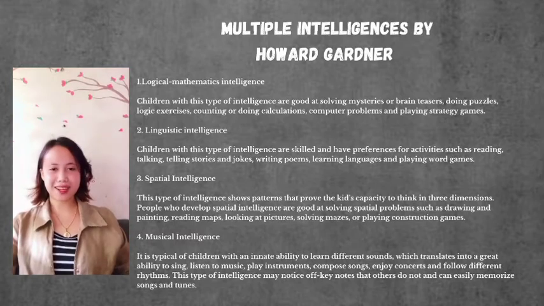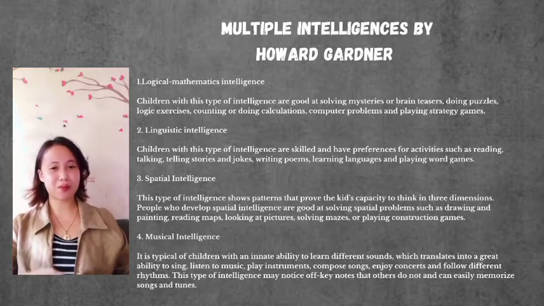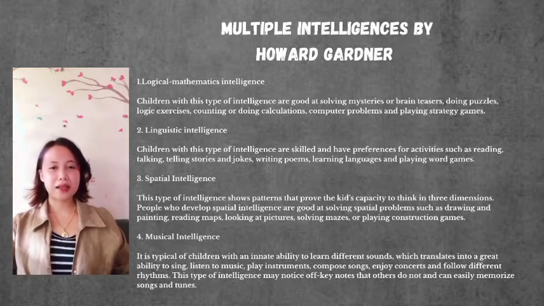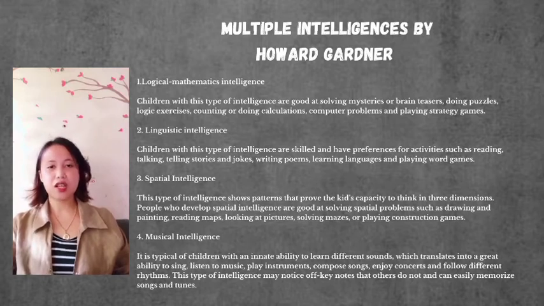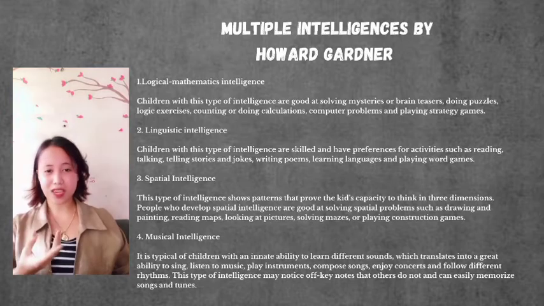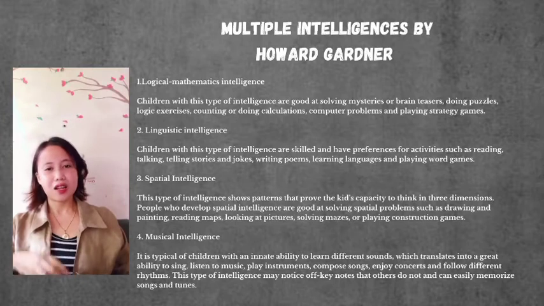1. Logical-mathematical intelligence. Children with this type of intelligence are good at solving mysteries or brain teasers, doing puzzles, logical exercises, counting or doing calculations, computer problems, and also playing strategy games. Number 2. Linguistic intelligence. Children with this type of intelligence are skilled at and have a preference for activities such as reading, talking, telling stories and jokes, writing poems, learning languages, and playing word games.